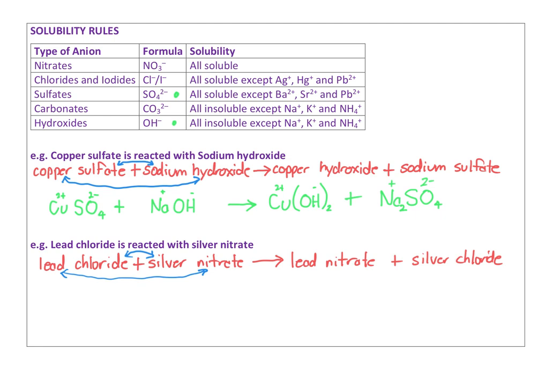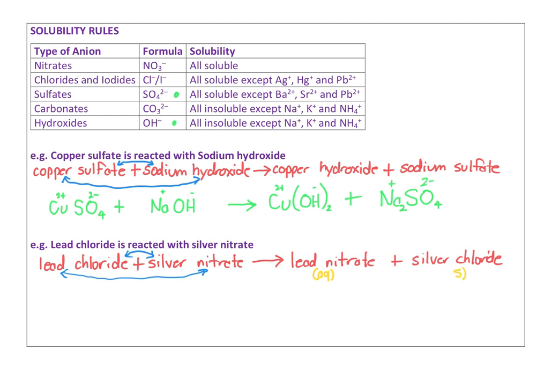Now, I missed this step out in the last one. Lead nitrate, nitrates are all soluble. So this one here is going to be soluble, so this one here is going to be our aqueous. It's going to be our soluble one. Silver chloride, all chlorides are soluble except Ag for silver. So this one will form our solid precipitate.